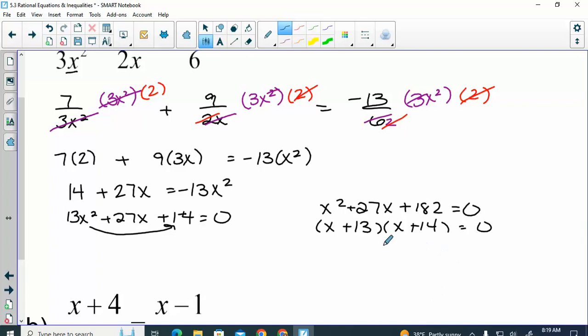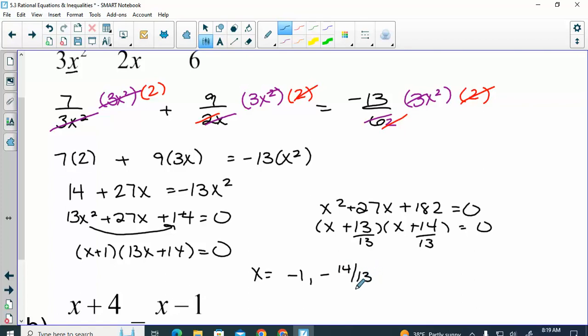And then what do we have to do? So we get x plus 1, 13x plus 14. So we set each of those to 0, and we get negative 1 and negative 14 over 13. Are both of those okay answers? Yeah, the only thing we couldn't get was 0. So this works. We just got 2 answers this time. If one of your answers had been 0, but the other one worked, then you would just cross off the 0 and give me the one that worked.